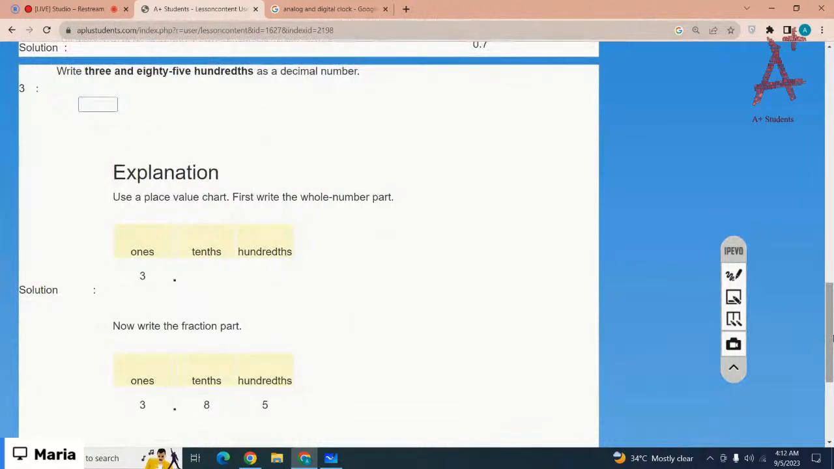Write 3 and 85 hundredths. So which is the correct option? 3 is the whole number, right? 85 hundredths means 5 is at the hundredths position, right? And 8 is at the tenths position, so it would be 3.85.